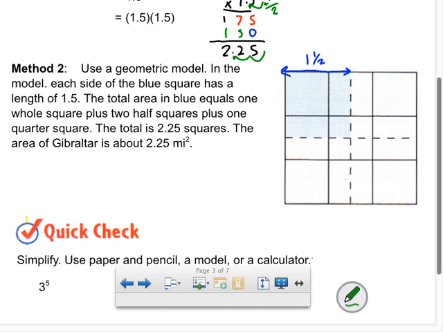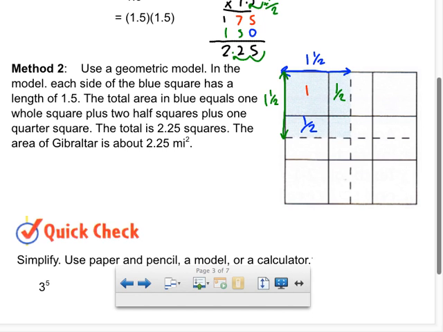And then in this direction, from here to here, this is also 1.5. Are we good? Now, let's go ahead. This is one whole square, so I'm just going to put 1 here. How much of a square is this rectangle? Half. It's a half of a rectangle, right? And then how much of a square is this rectangle? Half. That's a half also.